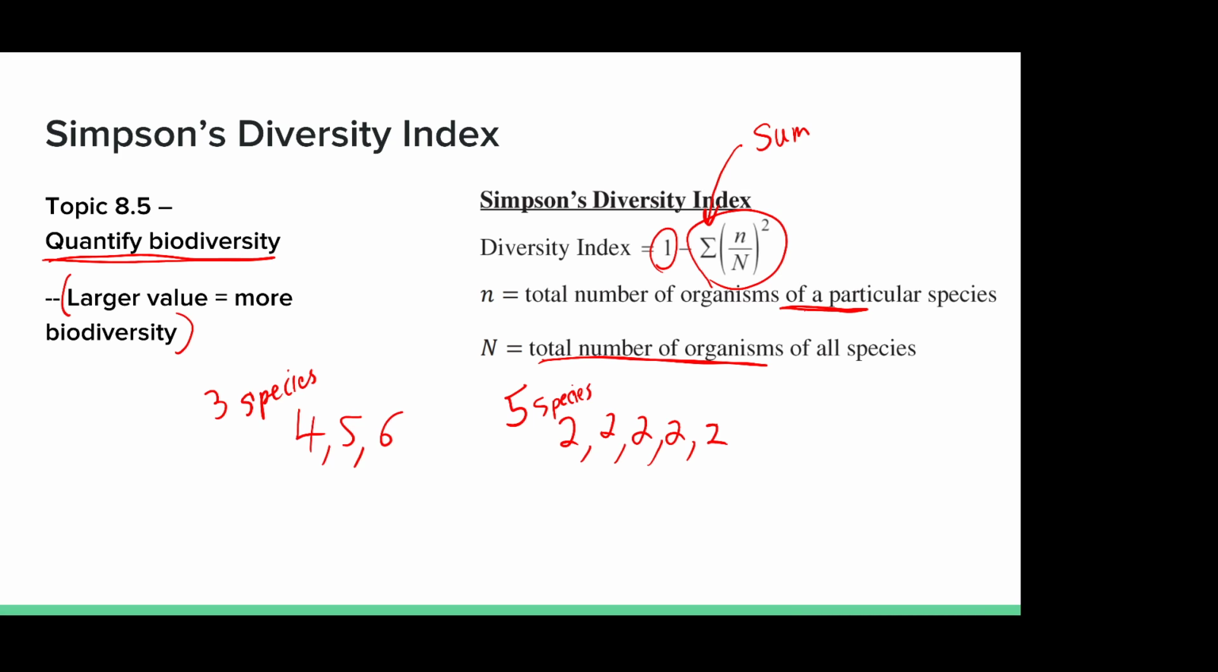How does Simpson's diversity index incorporate that? Well, let's see. We'll do it first for the 3 species one. It'll be 1 minus 4 over 10 plus 5 over 10 plus 6 over 10. Do I do that right?